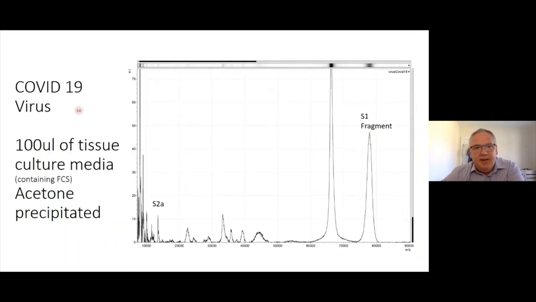Just to give you a little bit of a hint where we are, this is COVID-19 virus, the Wuhan isolate that started all this. Just 100 microliters of tissue culture media, and it contains fetal calf serum, acetone precipitated, and using our optimized destruction buffer. And there's the S1 fragment, there's the S2A fragment, a whole host of interesting other large glycoproteins, and then we get a lovely fingerprint down in this region.